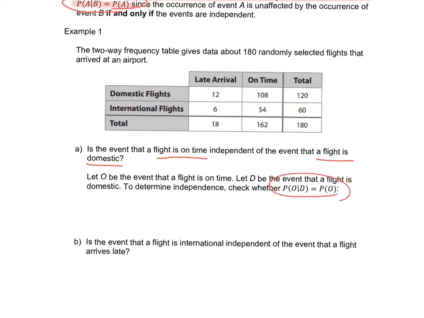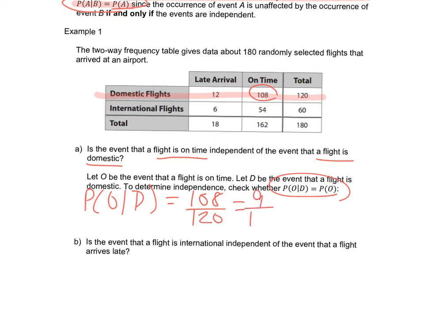First, let's look at the probability of on time given domestic. So that is a row relative probability. So we are specifically focused on this row because we are given that the flight is domestic. So given that the flight is domestic, we're looking at those 120 flights. How many of them were on time? 108 of them were on time out of 120. That reduces to 9/10.